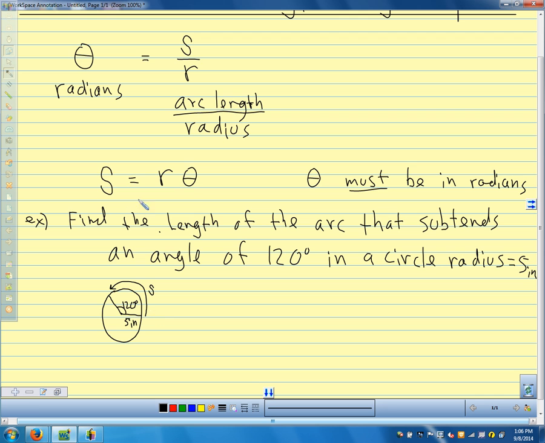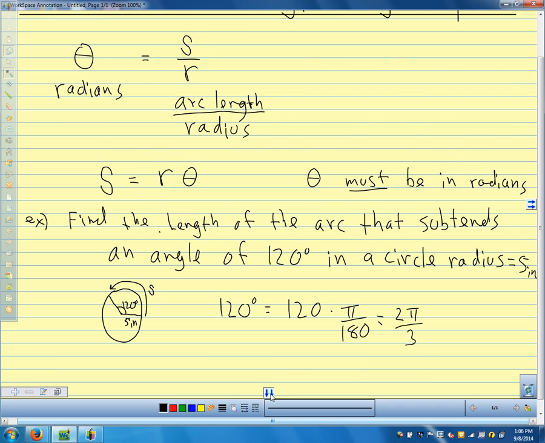Well, we know that S equals r theta, but our angle has to be in radians first. So let's do our conversion. 120 degrees equals, what's our conversion from degrees to radians? Times pi over 180. And what does this come out to be? 2 pi over 3. So we have 2 pi over 3 radians.